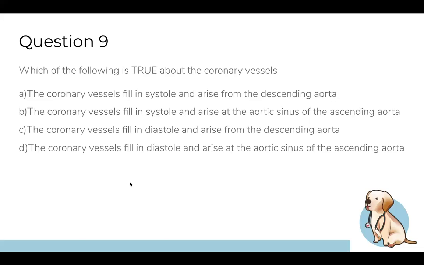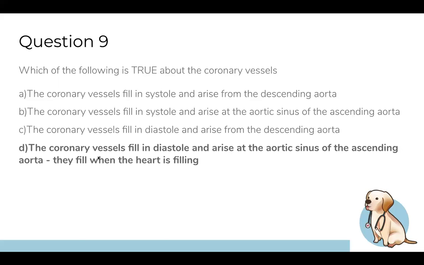Yep. The answer is indeed D. So firstly, they arise at the aortic sinuses of the ascending aorta. Ascending aorta, arch, descending aorta. So it's not descending aorta, so you can immediately rule out A and C. So now you're like, is it systole or is it diastole?